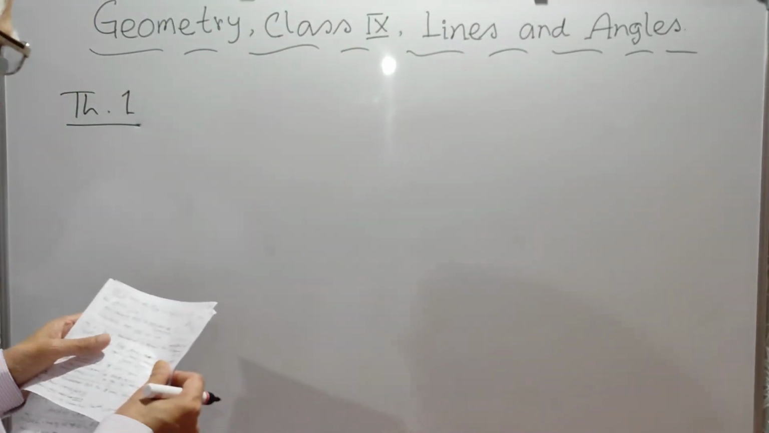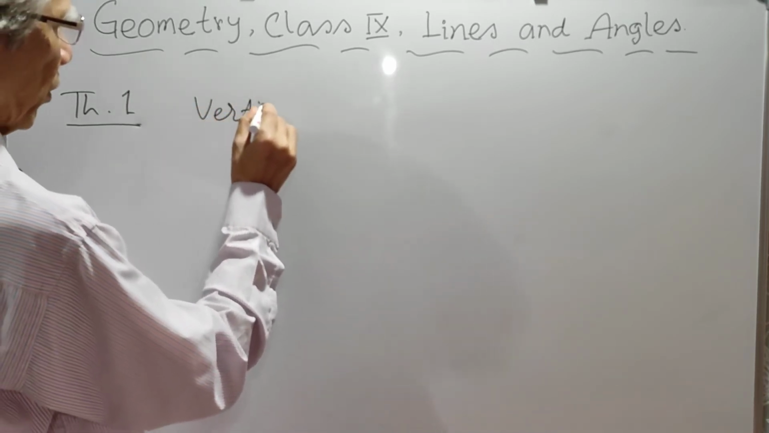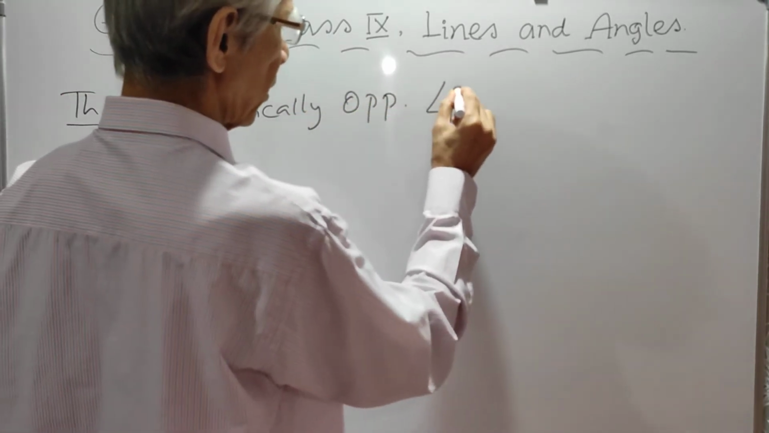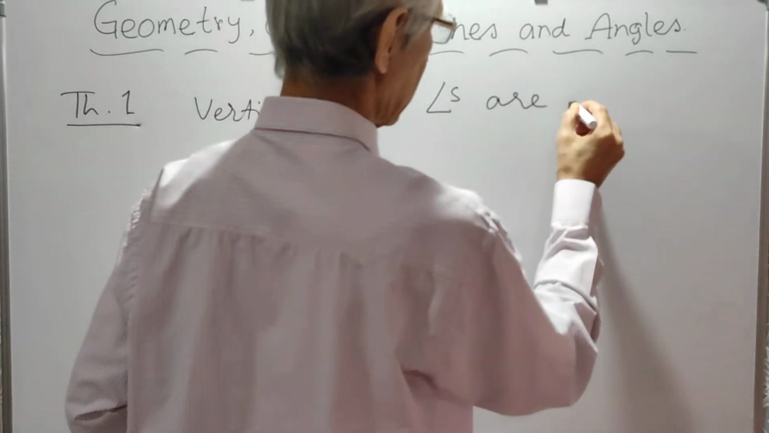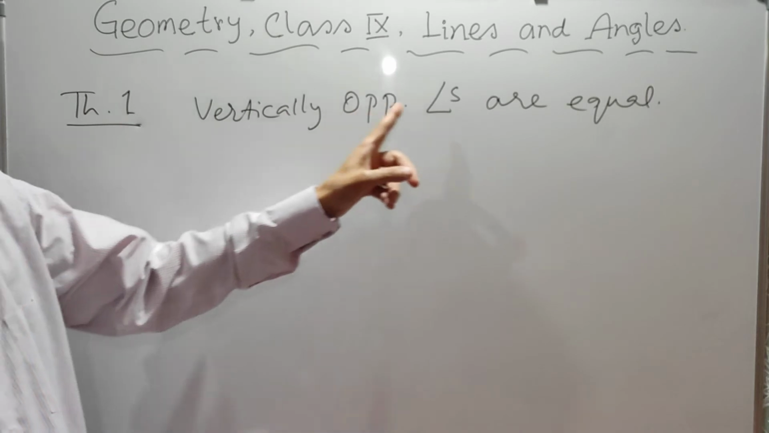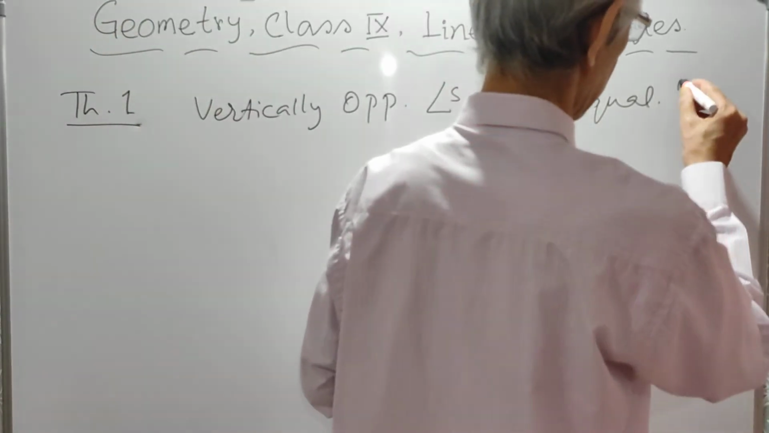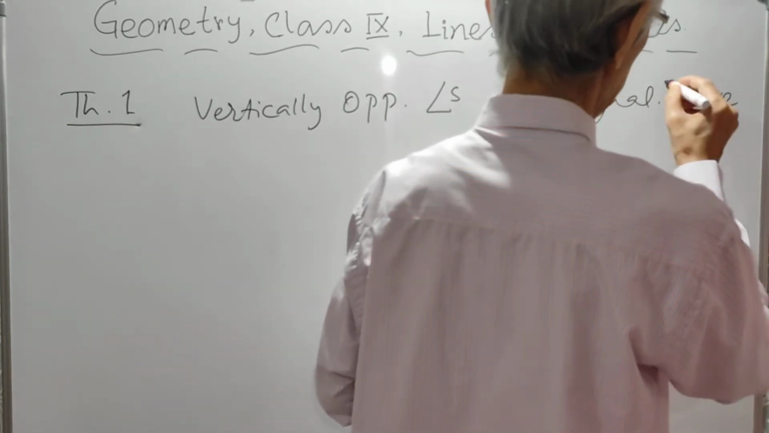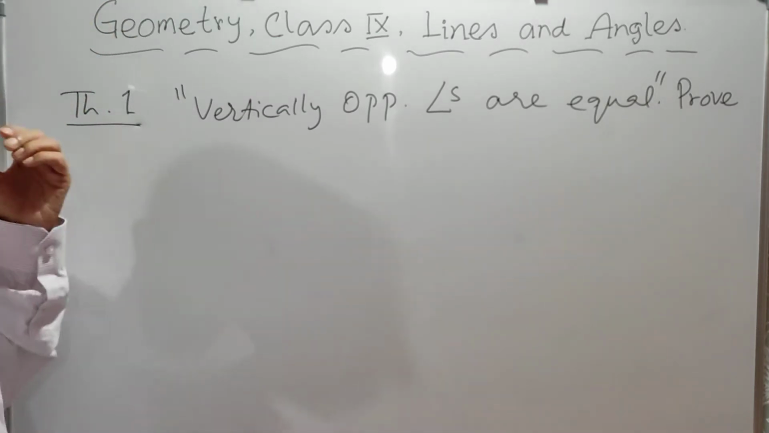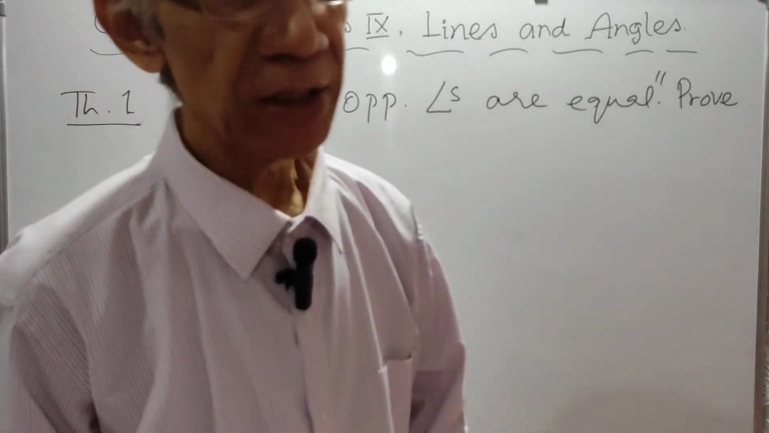Now theorem 1 says vertically opposite angles are equal. Vertically opposite angles must be equal. So this theorem says vertically opposite angles are equal, and in the examination you will be asked to prove it. So prove this statement: vertically opposite angles are equal. The question will come this way: prove that vertically opposite angles are equal when two straight lines intersect.